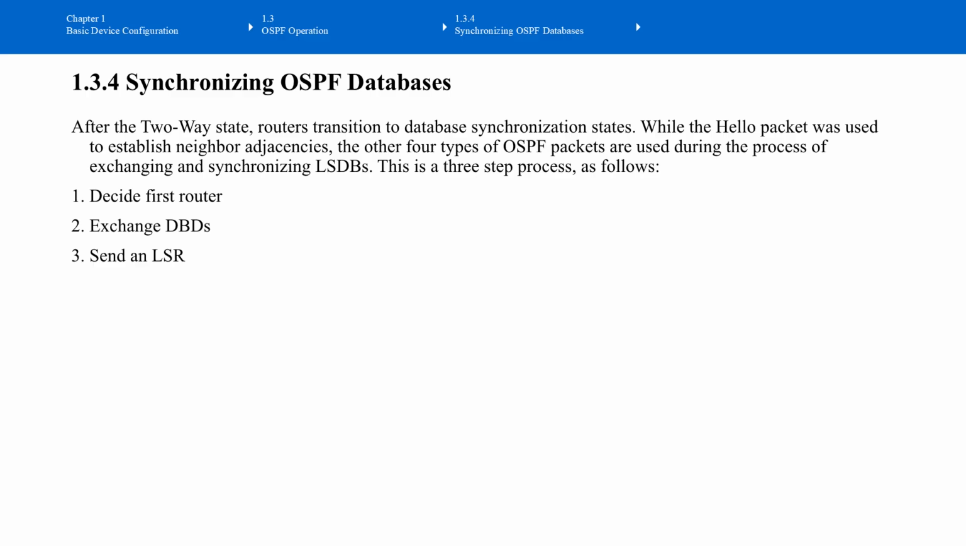Step 1, decide the first router, the exchange start state. Step 2, exchange DBD packets, that's the exchange state. Step 3, request missing information, the loading state.